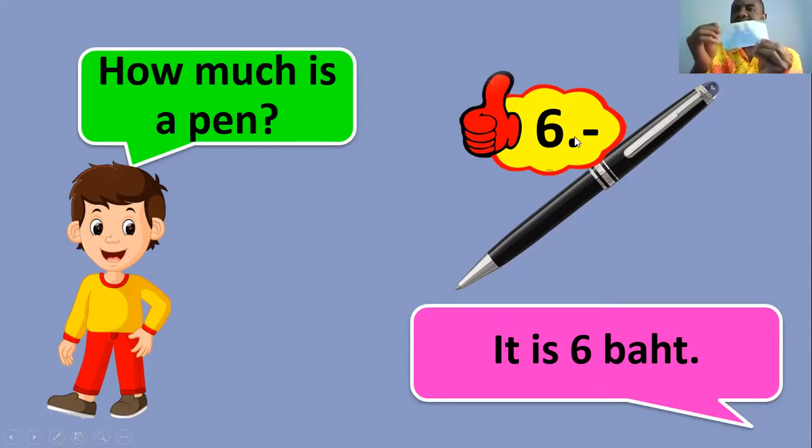This is 20 baht. America uses dollars, okay? Europe uses euro. Thailand uses baht. Filipinos use peso. Money, Philippines, peso. Money, Thailand, baht. Money, America, dollar. Money, Europe, euro. Sometimes British, pound sterling.